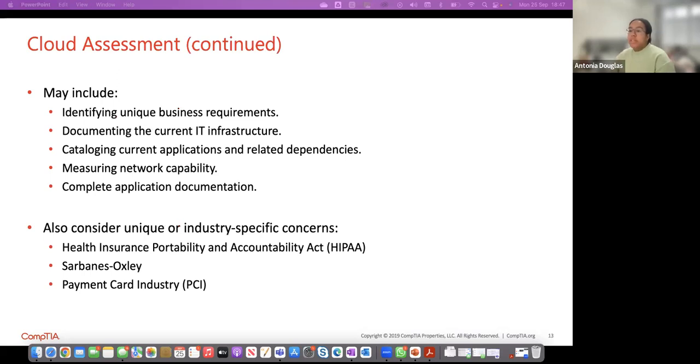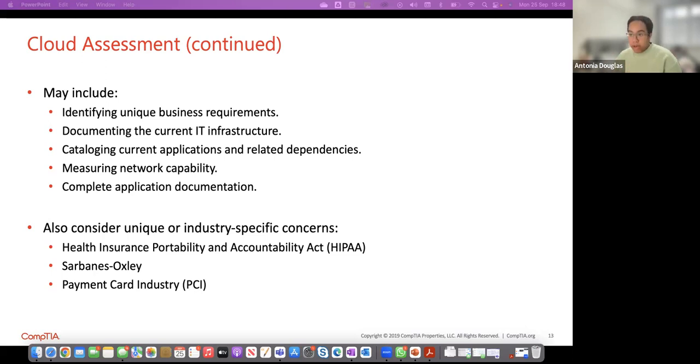Here are some additional details. Your cloud assessment, your feasibility study, looks at your business requirements, your IT infrastructure, applications and related dependencies, and measuring network capability. Going back to what we mentioned earlier around capacity, whether it can handle all your network devices at one time. High availability is something we're going to cover later on, and you definitely want to consider it within your cloud design.